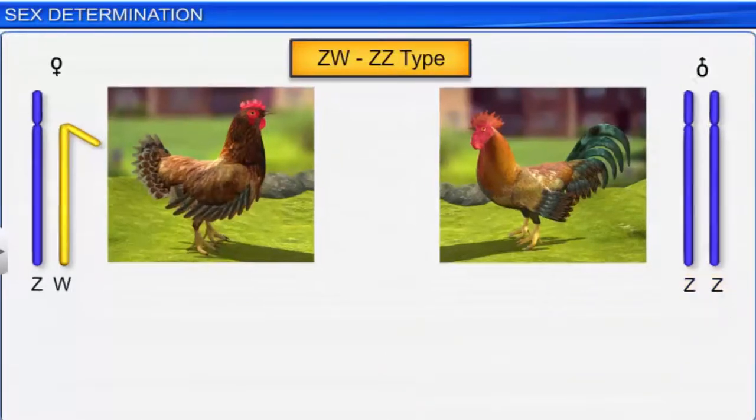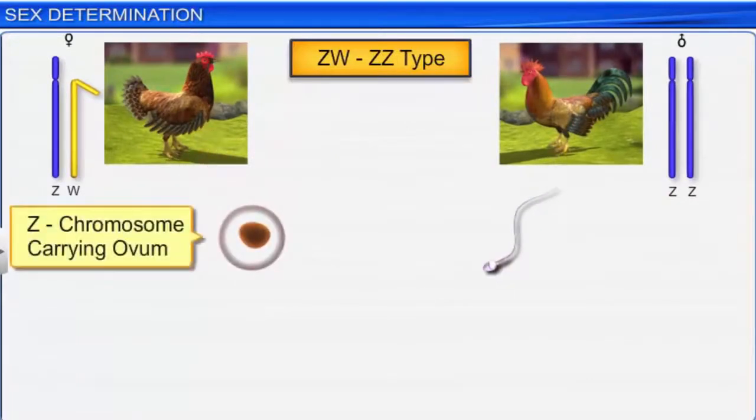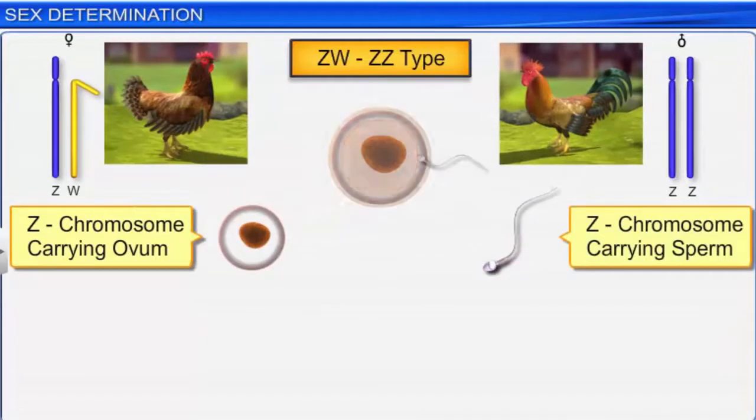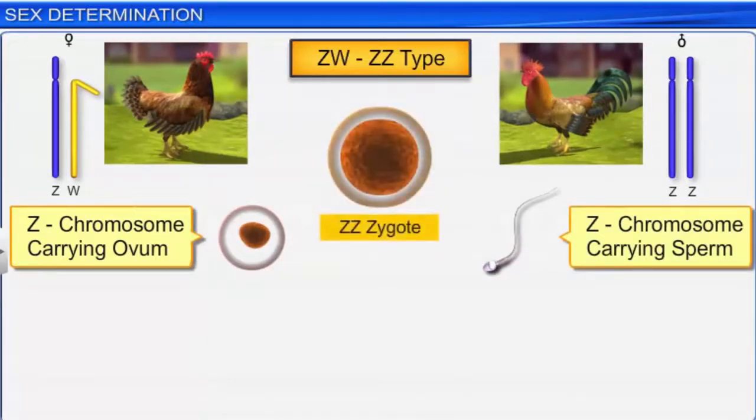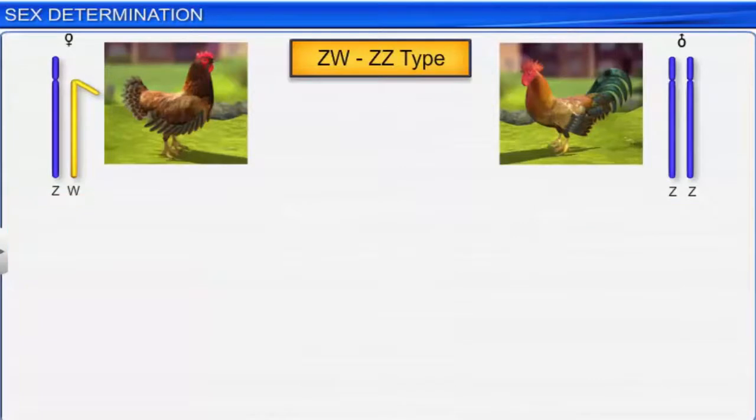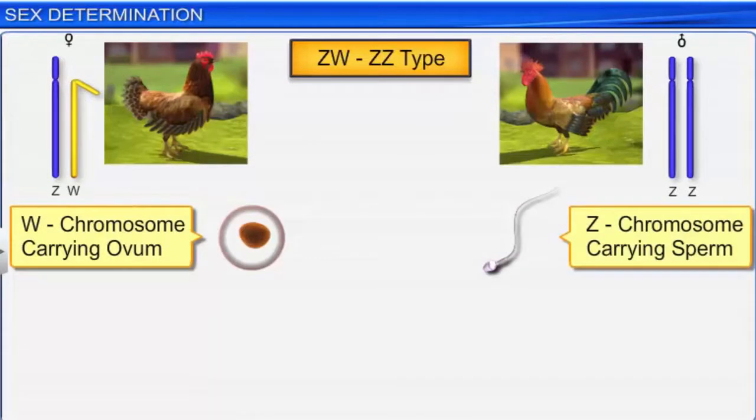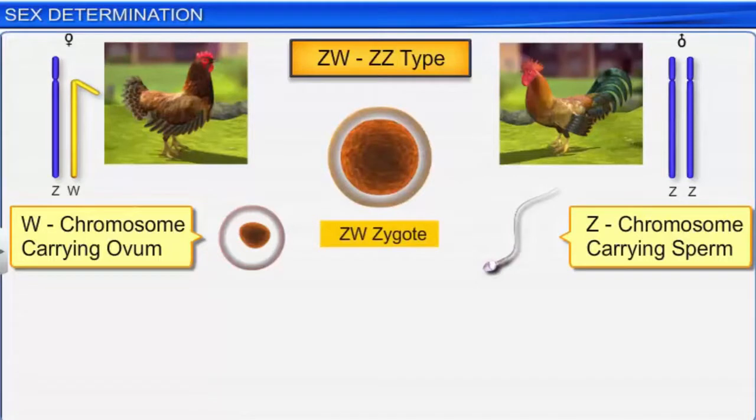Now, if an ovum carrying a Z chromosome unites with a sperm carrying the Z chromosome, then a ZZ zygote is formed and it develops into a male offspring. However, if an ovum carrying a W chromosome unites with a sperm carrying the Z chromosome, a ZW zygote is formed and it develops into a female offspring.